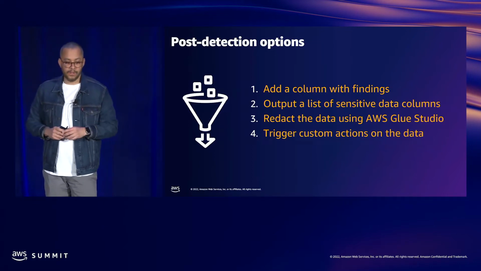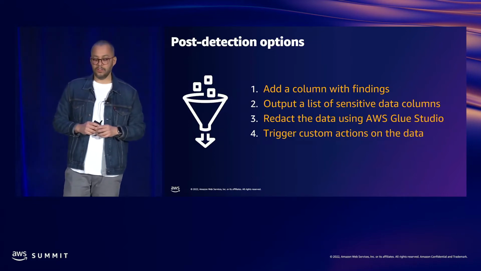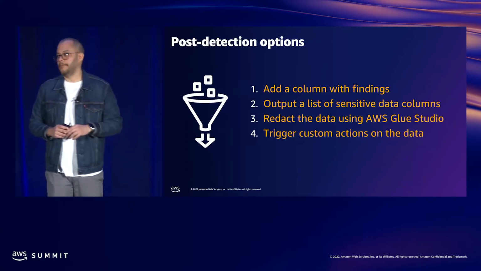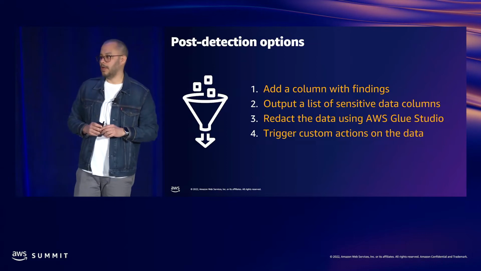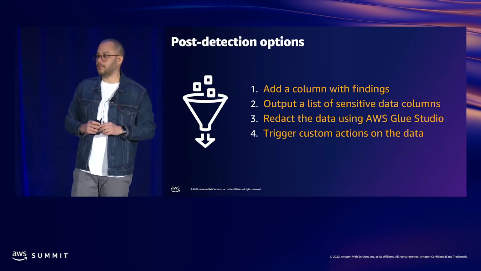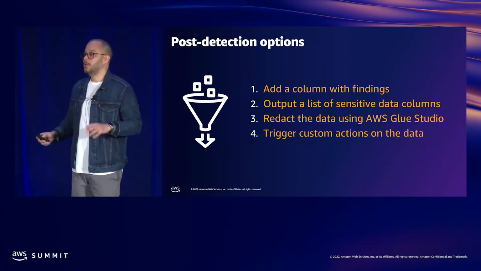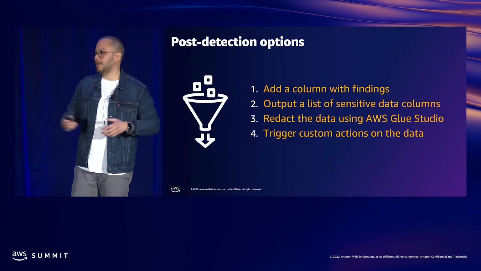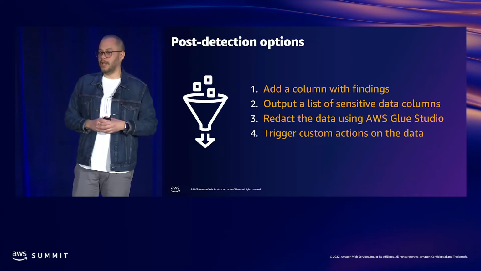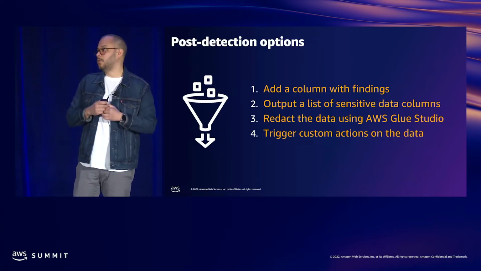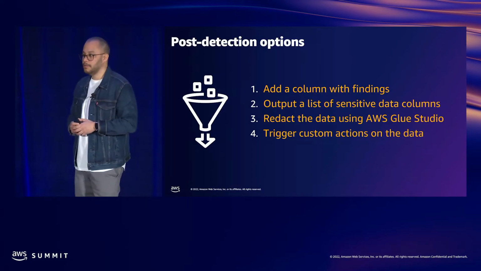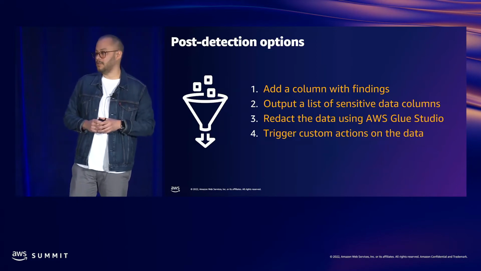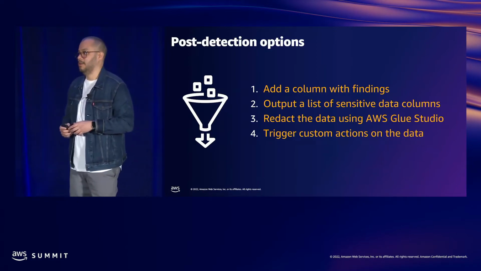And the last one is you can trigger custom actions on top of your data. Glue Studio offers the option to add a custom transform that you can use to do literally whatever you want. For example, you can use the Boto3 library and do an API call to whatever AWS service you want. So the number of use cases that you can cover with the custom actions is huge.